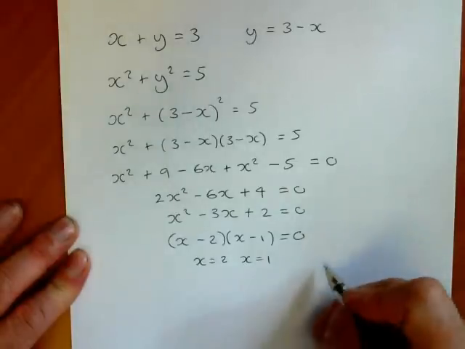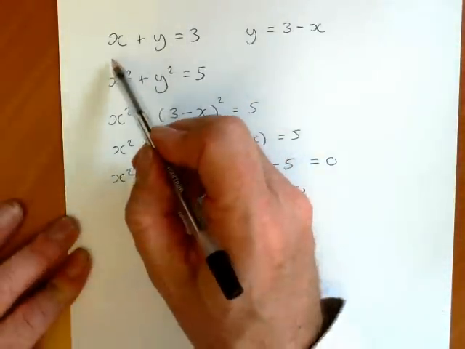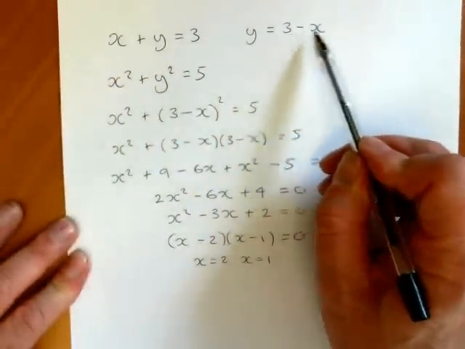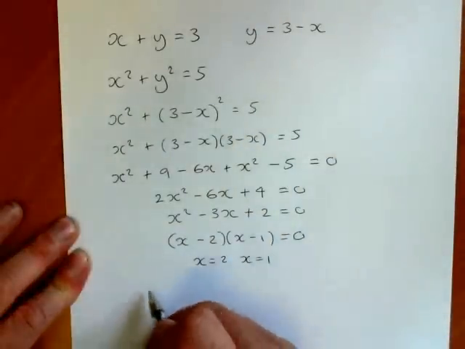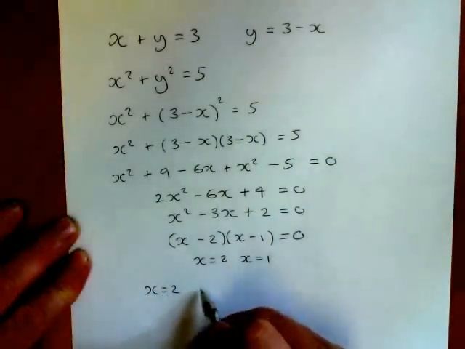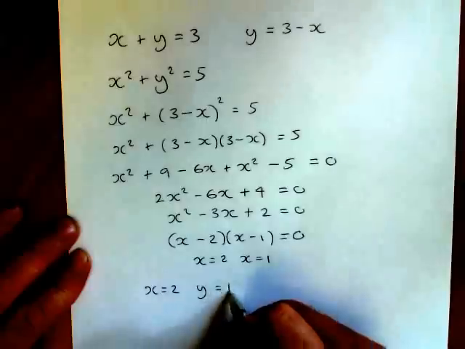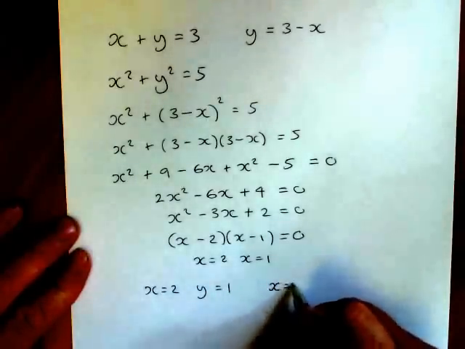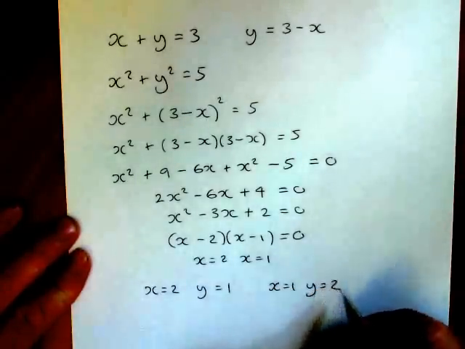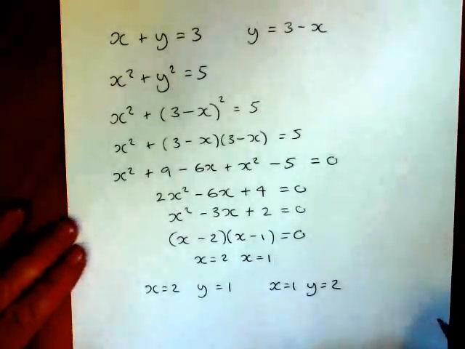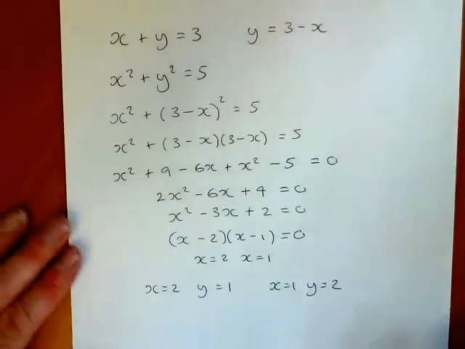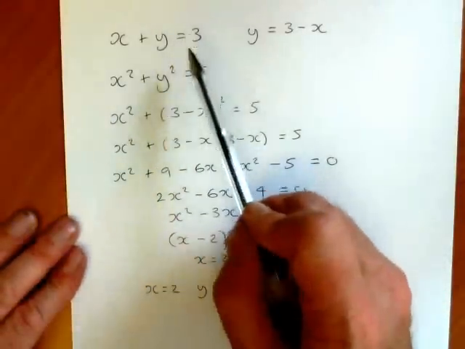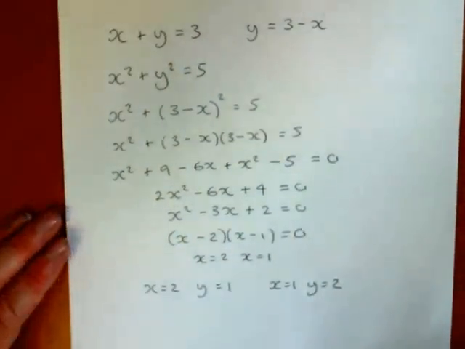We simply go back to the equation at the top of the page. Here really, y equals 3 minus x. So when x is 2, y will equal 3 minus 2, which will be 1. And then it will be the other way around. When x is 1, y will equal 2. So that's a fairly straightforward example of solving simultaneous equations where we had a linear and a quadratic.